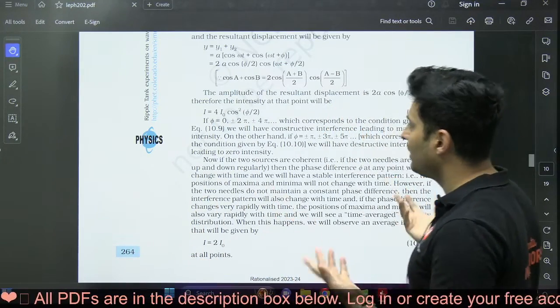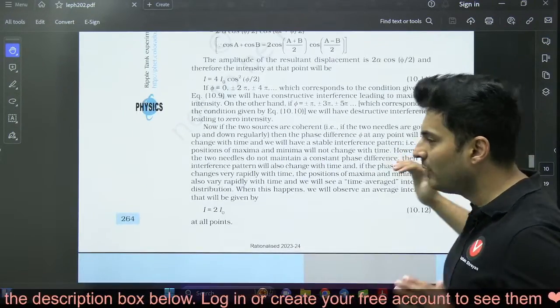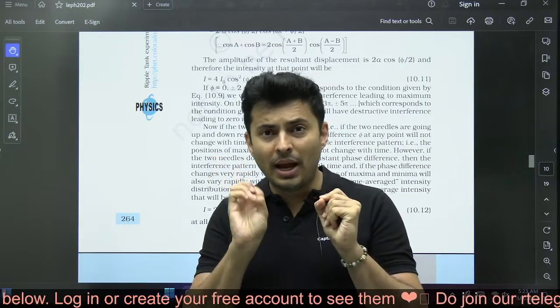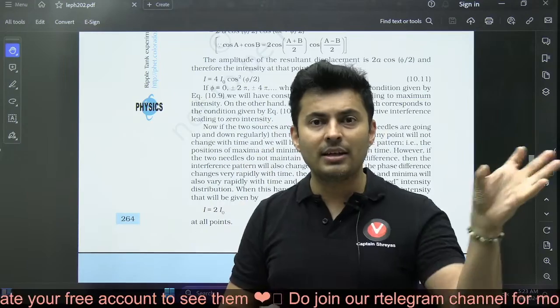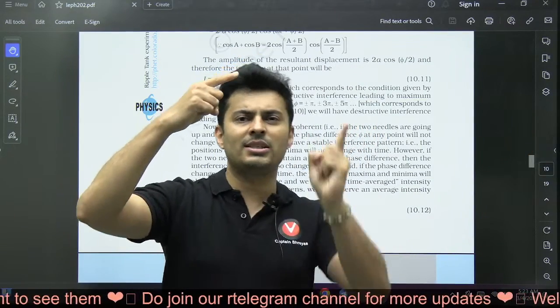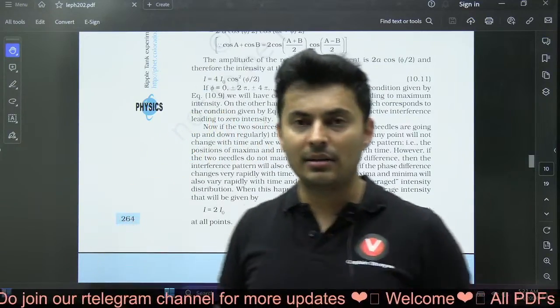Phi is basically the phase difference between the two waves meeting at a point. Phase difference is 2 pi by wavelength into path difference. What is path difference? One wave is traveling this much, one wave is traveling only this much. So the difference of their paths is called the path difference.